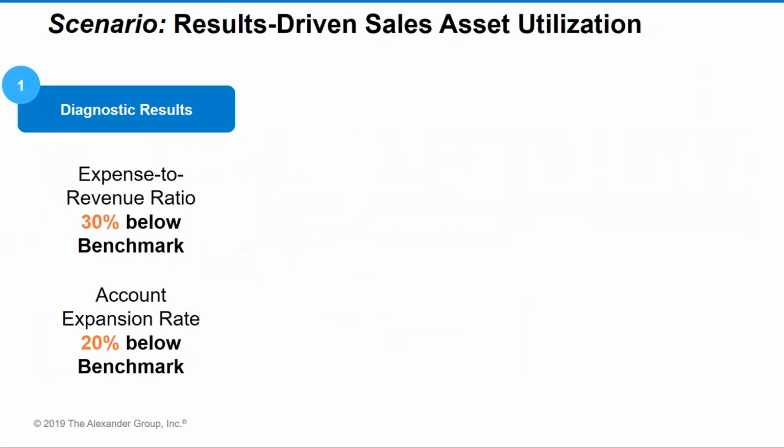To understand results-driven sales asset utilization in action, consider this scenario. An organization benchmarked its sales performance to market, and these were the diagnostic results. First, they observed that their expense to revenue ratio was 30% below benchmark. Now, while this can indicate high efficiency of the sales model, in this case, it represented underinvestment, as the account expansion rate was found to be 20% below the benchmark.